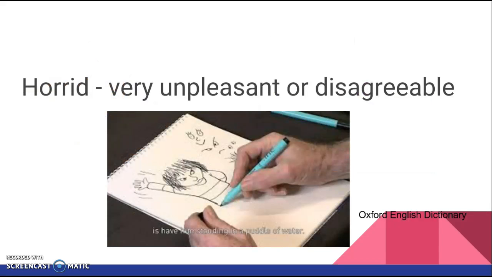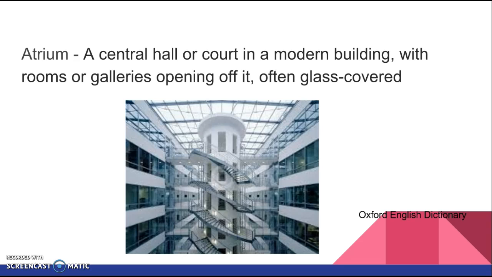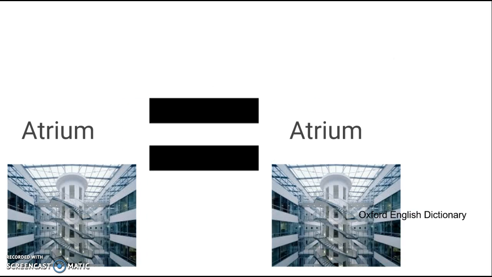A word that came from Latin during the time but was anglicized was horrid, meaning very unpleasant or disagreeable. The word came from horridus, bristly, and was soon shortened to sound more like English. An example of a word that came from the Latin language wholesale is atrium, a central hall or court in a modern building with rooms or galleries opening off it, often glass covered. The Latin word also means atrium.